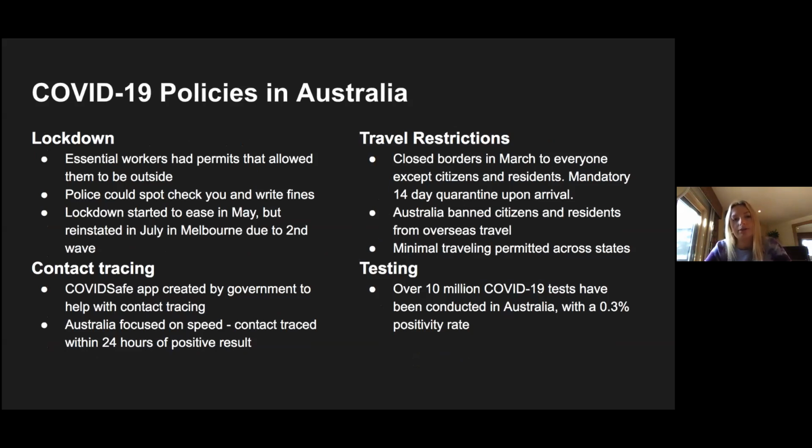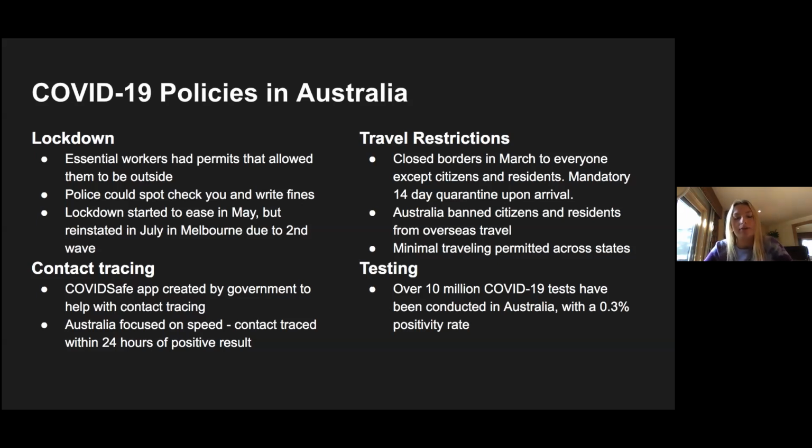First and foremost, similar to New Zealand, the residents of Australia complied with the government measures and restrictions very well compared to a lot of other places. So their lockdown measures included a curfew and stay-at-home order, where police could spot check you if you were out past curfew and didn't have a work permit, and write up fines. They also wrote fines for not wearing masks at times when the lockdown was strict.